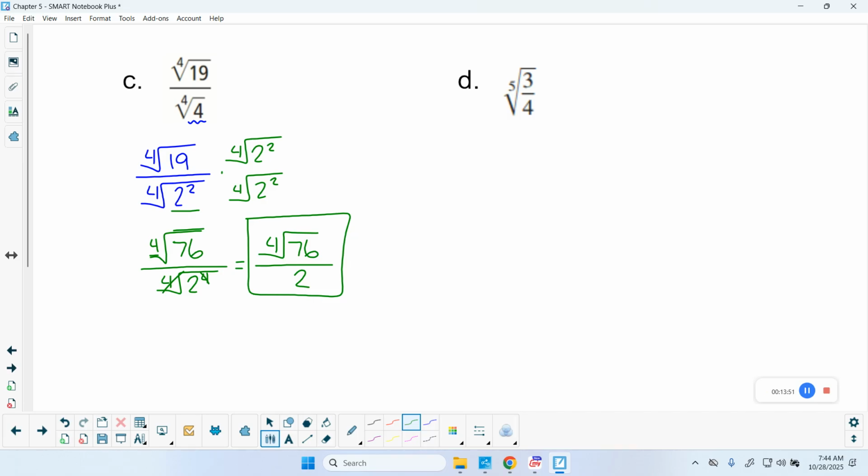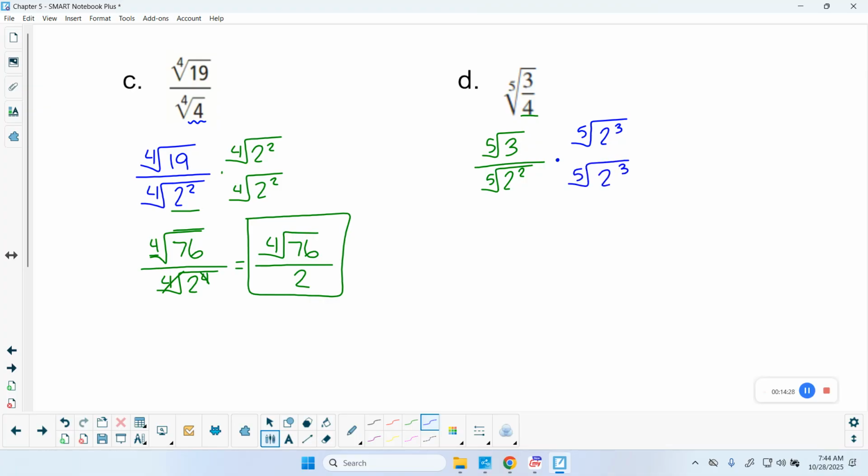So D is going to be similar. We have the 5th root of 3 divided by the 5th root of 4. So I'm just going to write this. We're going to have the 5th root of 3 divided by the 5th root. Because again, 4 is a perfect square, we're going to rewrite it as 2 squared. So what's going to happen is we are going to multiply. Okay? We currently have 2 2's and we need 5, which means we need 3 more. So we're going to multiply by the 5th root of 2 to the third.